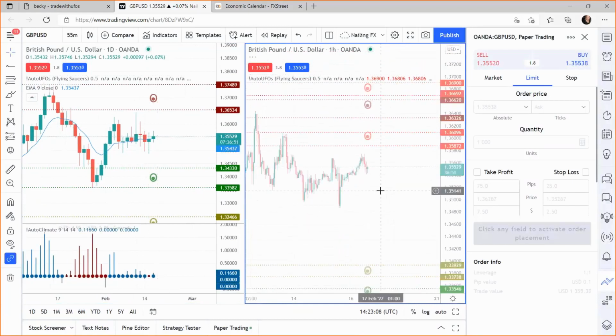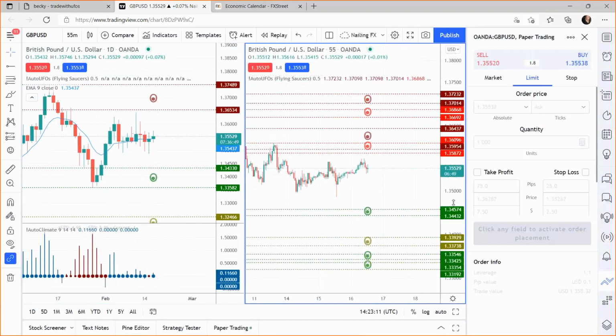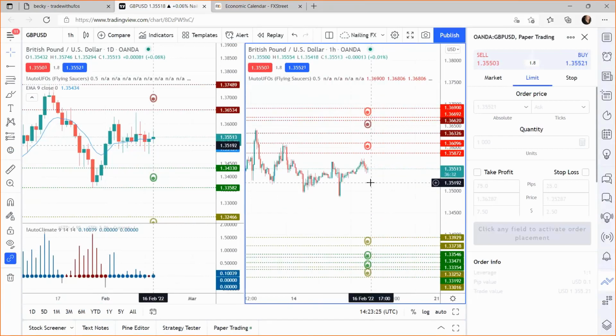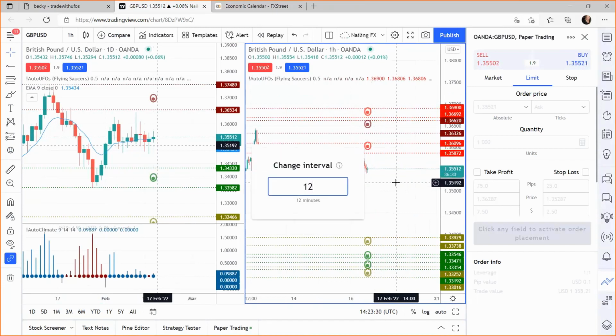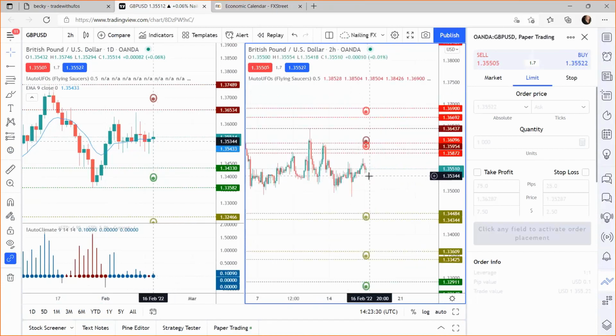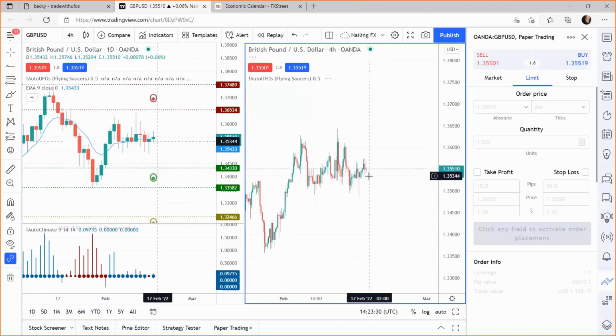Okay, let's come back to the 55-minute here, analyze where we might have opportunity. So at the moment, the EMA price is 1.3543, which is just underneath current price, nowhere near a green UFO on this time frame. So I'm going to go through time frames and see if we have a green UFO close by. If we don't, we'll move on to a different opportunity.